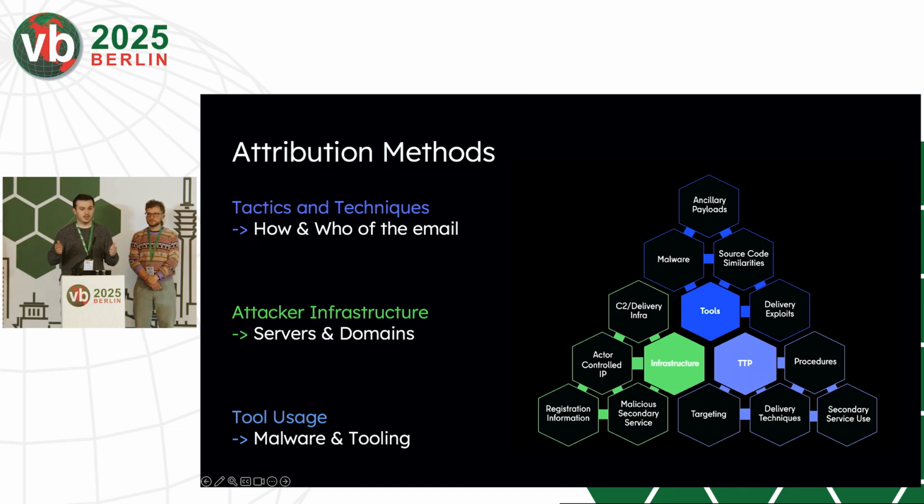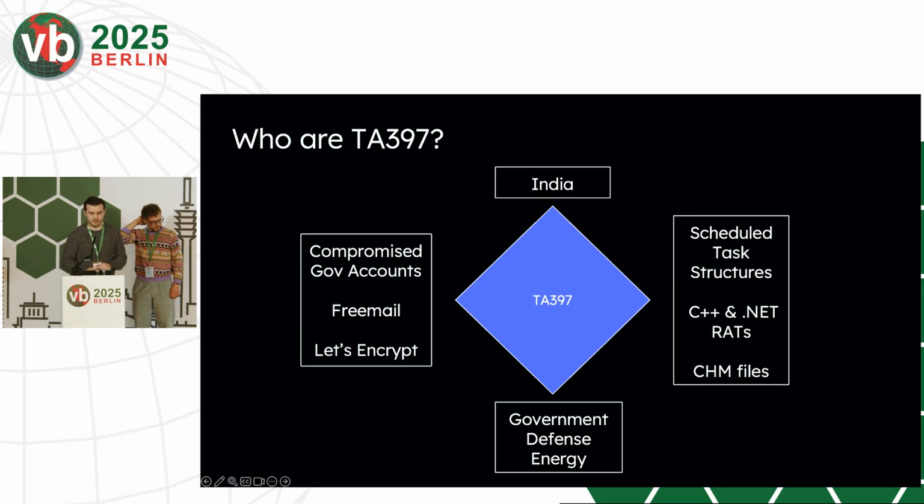So before we get into the actor, I wanted to touch just really briefly on our attribution methodology. It includes many common elements that everyone else here uses for attribution, I'm sure. And there are elements that are specific to email-based campaigns that we find particularly useful, like the content of the email, the volume of messages, delivery techniques, and the targets themselves, of course. So on that note, let's look at how we characterize TA397. Obligatory diamond model, because defining a cluster is important, and we're good analysts.